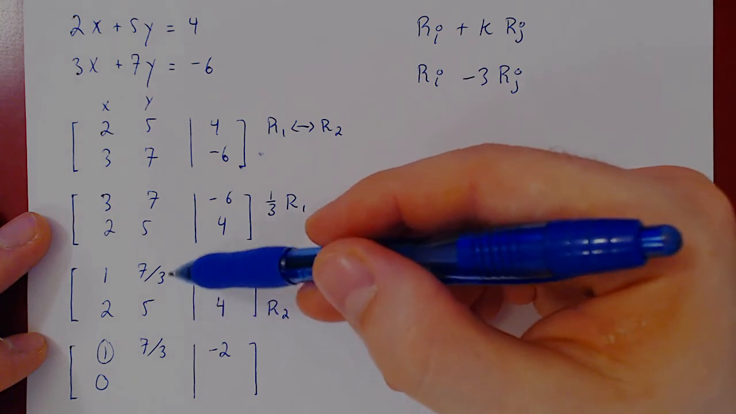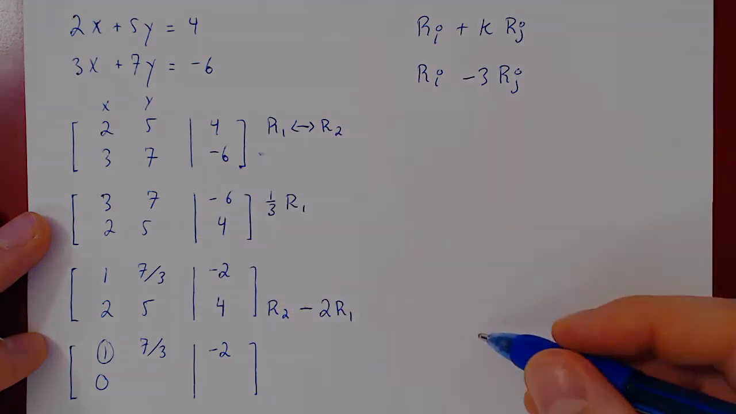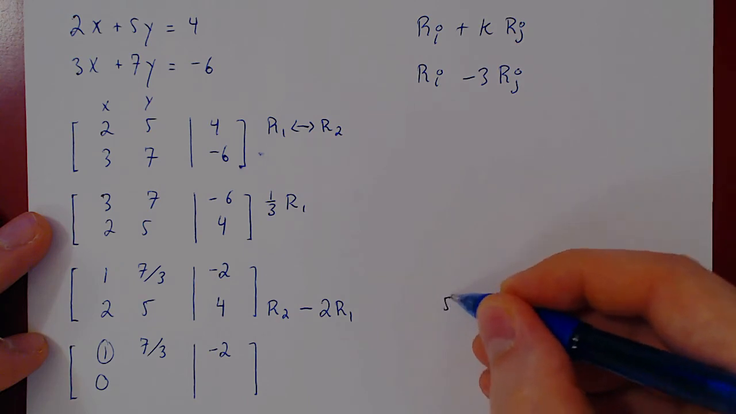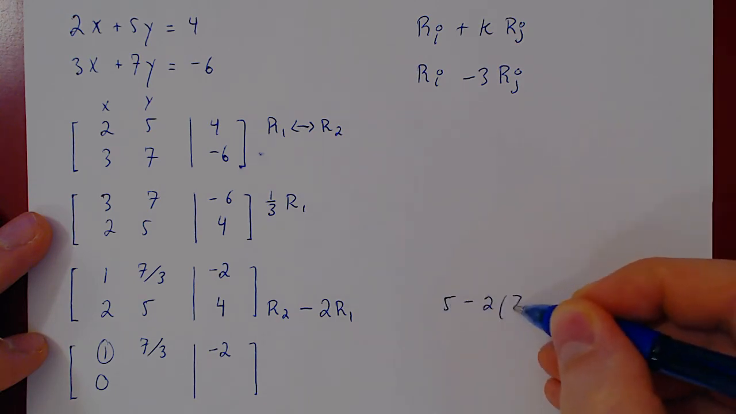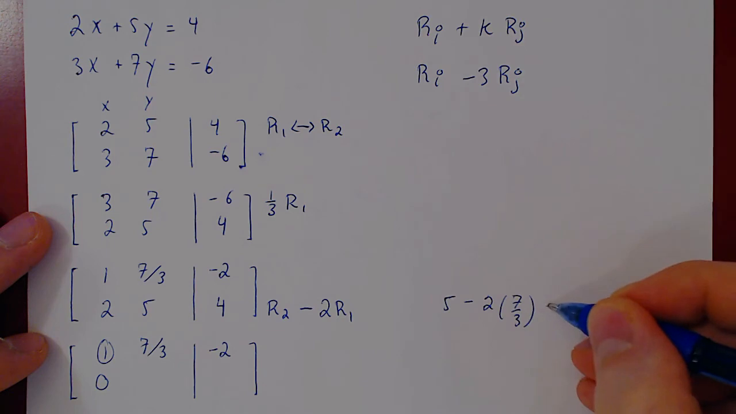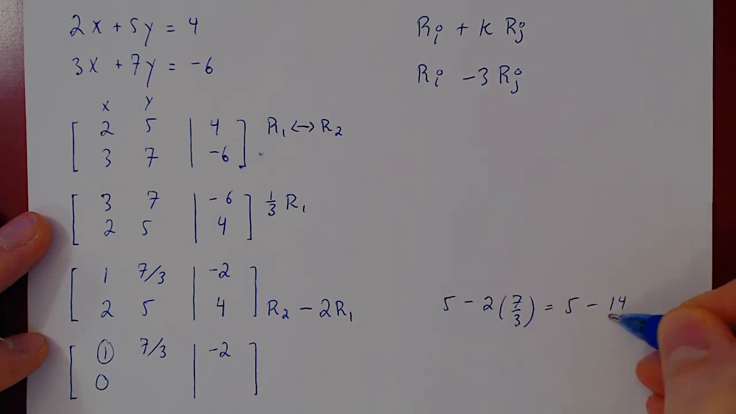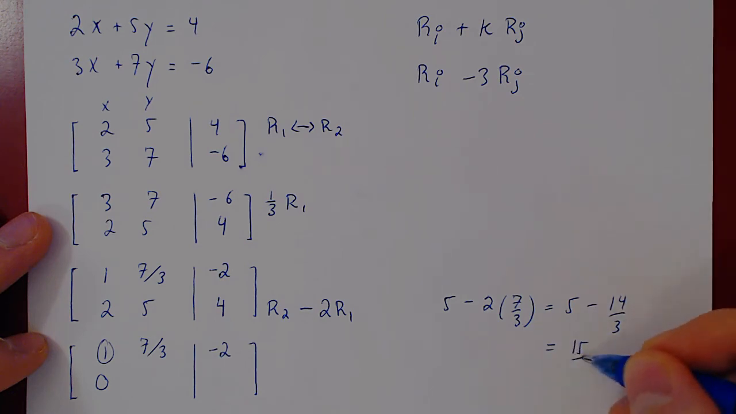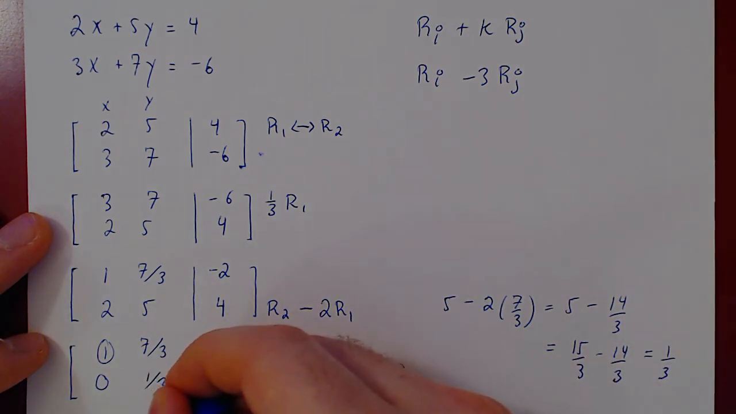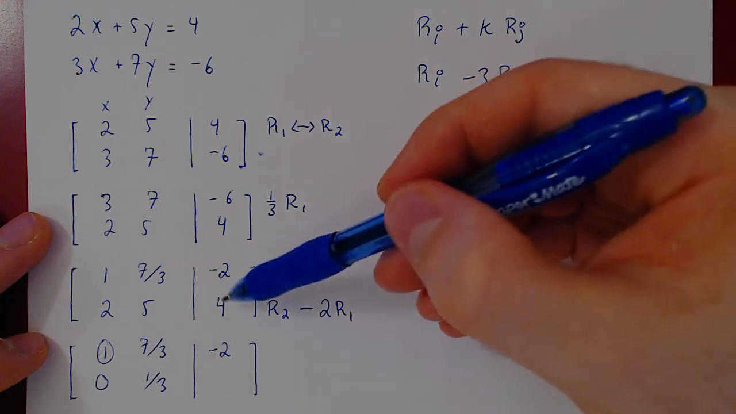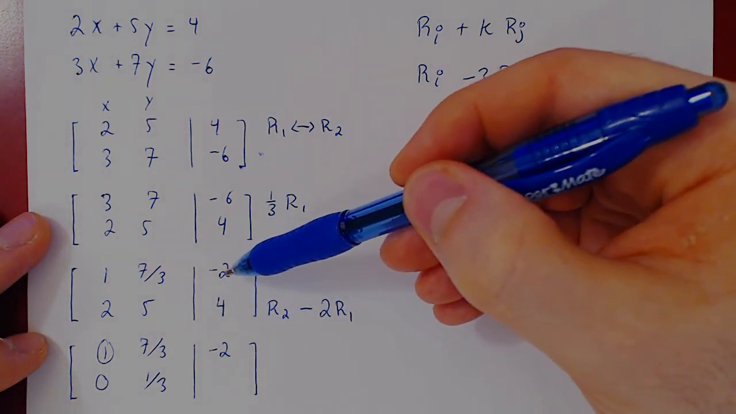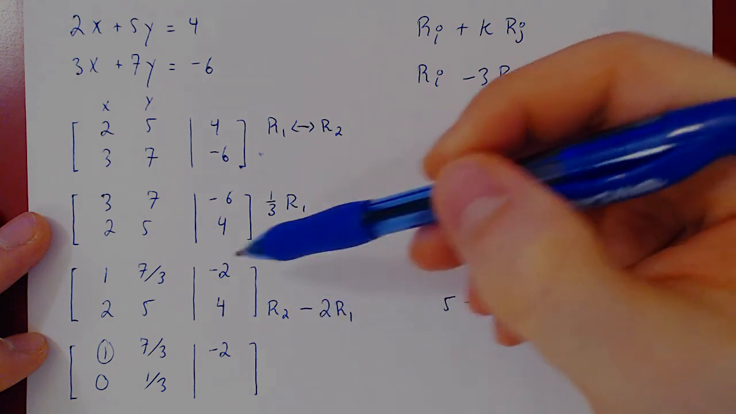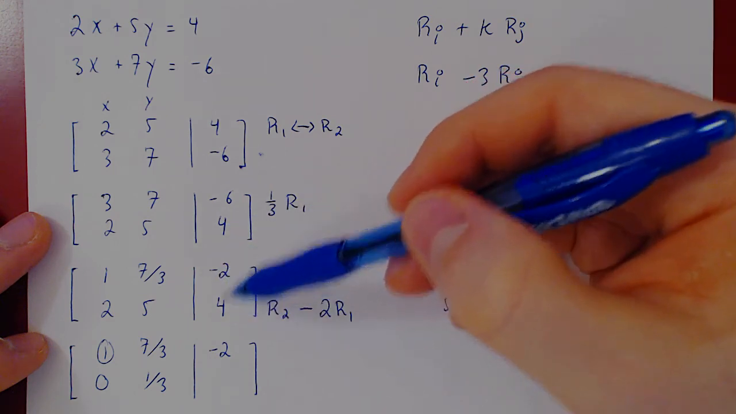5 minus 2 times 7/3. Let's do this on the side. So 5 minus 2 times 7/3. This is 5 minus 14/3. Over 3, 5 is 15, so it's 15/3 minus 14/3, and all we get is 1/3. And 4 minus 2 times negative 2, well, negative 2 times negative 2 is plus 4. 4 plus 4 is 8.